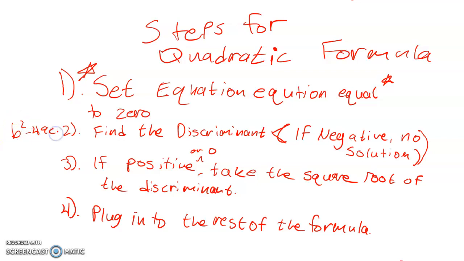The thing I like about this method is that finding the discriminant can tell you right away, well, I don't have to do any more work, because if it's negative, it's automatically no solutions. If it's positive or 0, we're going to take the square root of that discriminant and plug it in for the rest of the formula. All right? And I'll explain that.